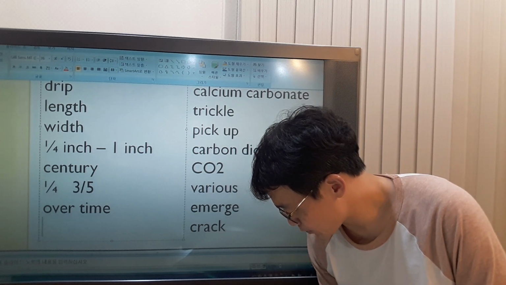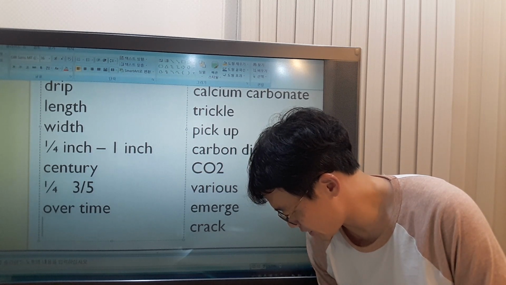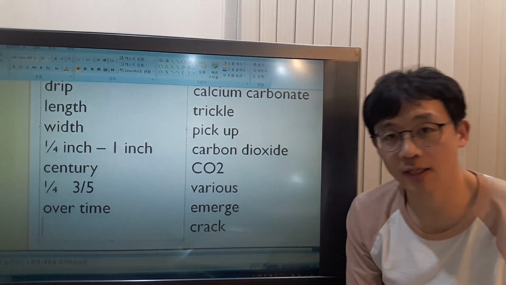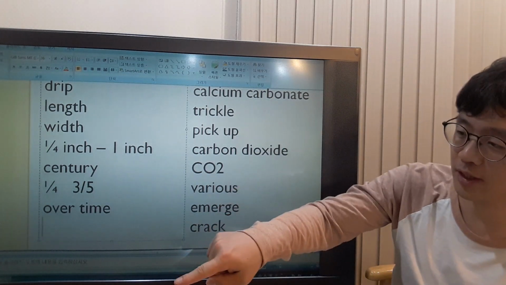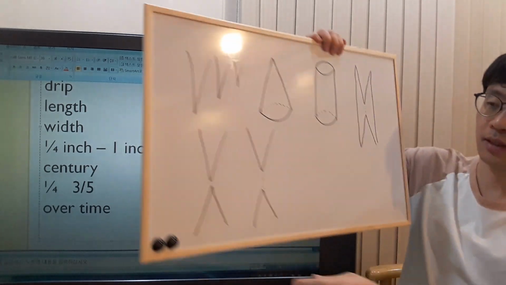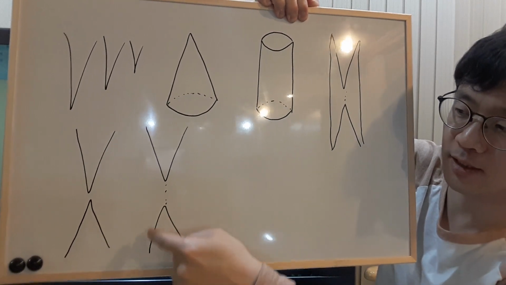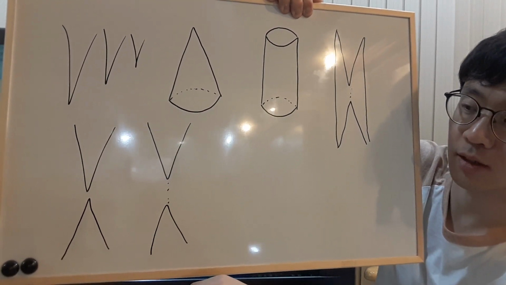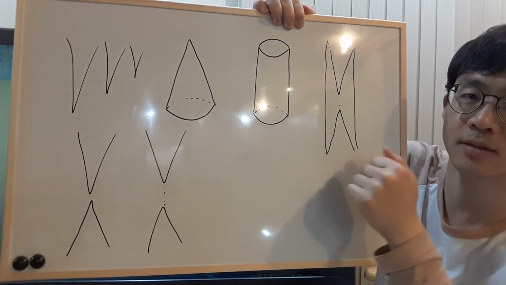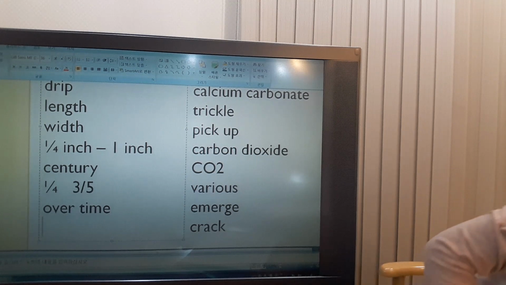This also explains why stalagmites have cone-like shapes and why they're directly beneath stalactites. You get that? A stalagmite is a cone form, and it forms directly beneath the stalactites. You get that? Okay.